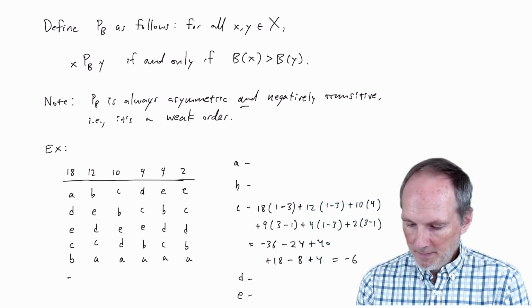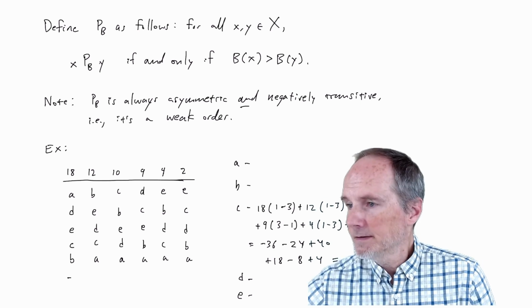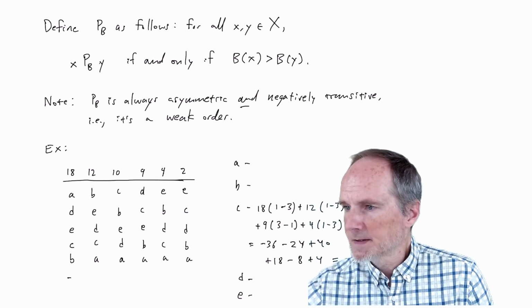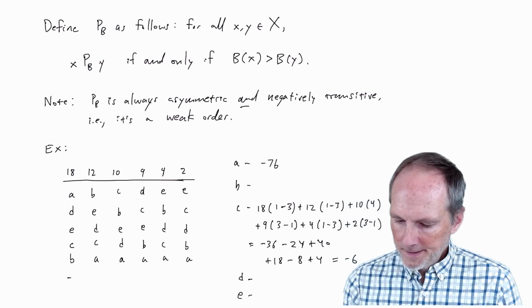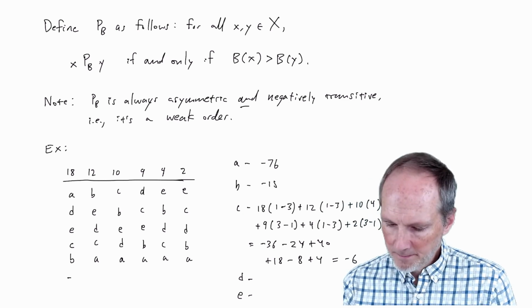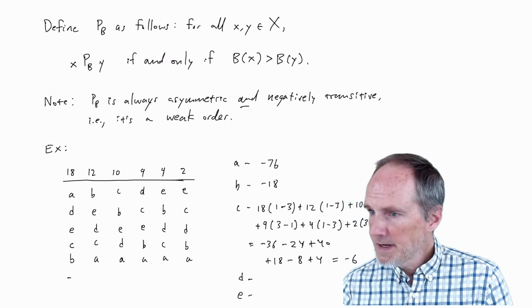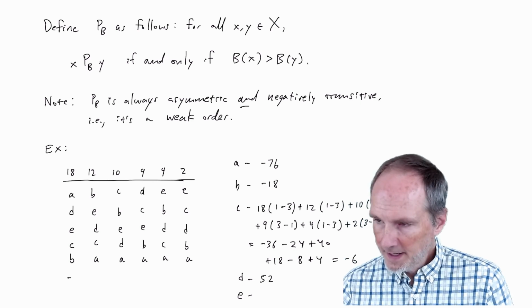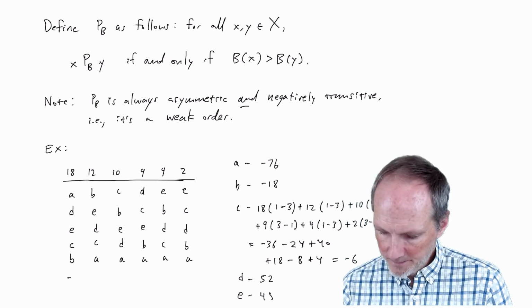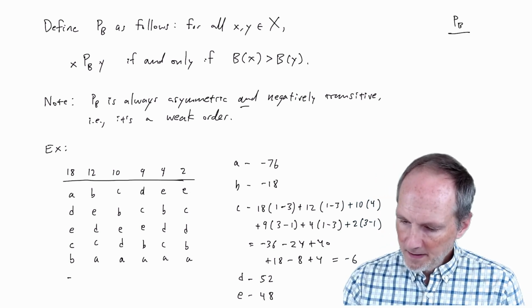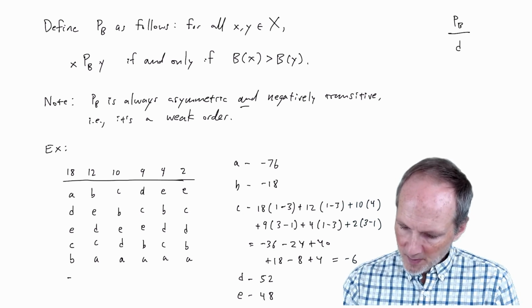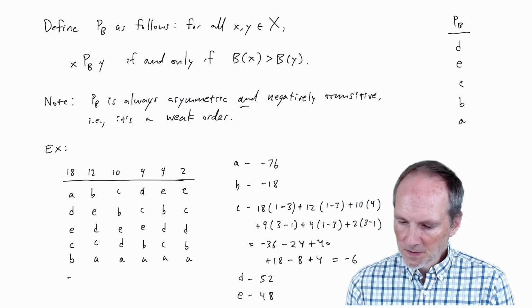I'm going to skip that and cheat a little bit, and what we get is -76 for A, for B -18, for D 52, and for E we get 48. Okay, so then the Borda ranking is going to have D at the top, then E, then C, then B, and then A.